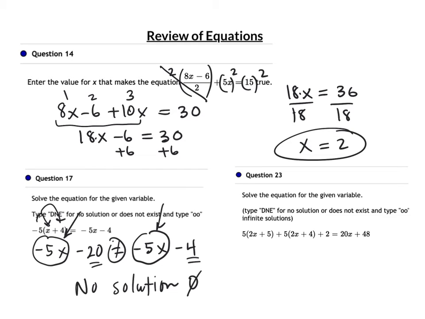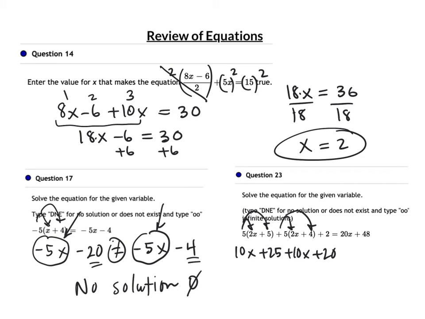You can do that if you like. 23, it might be the same. We're going to distribute the 5. 5 times 2x is 10x. 5 times 5 is 25. We're going to distribute the 5 again. Plus 10x plus 20.